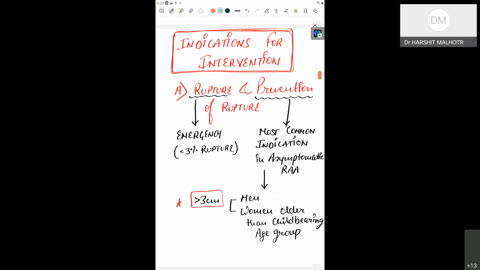Now, after the clinical manifestations, when do we need to intervene? Obviously, in a case of rupture, there's an emergency, though the chances of rupture are less than 3% only. But the most common indication in asymptomatic renal artery aneurysms is prevention of rupture.